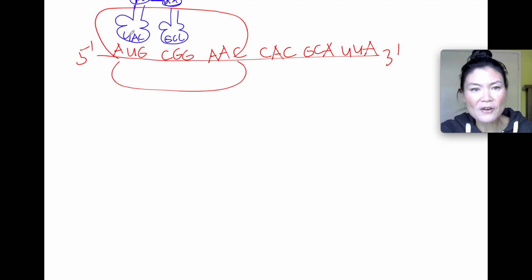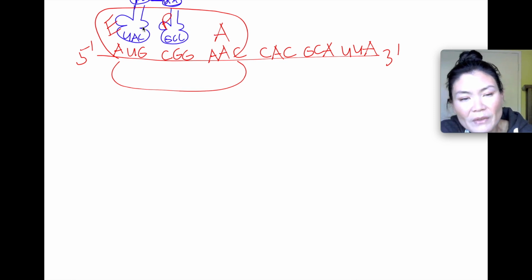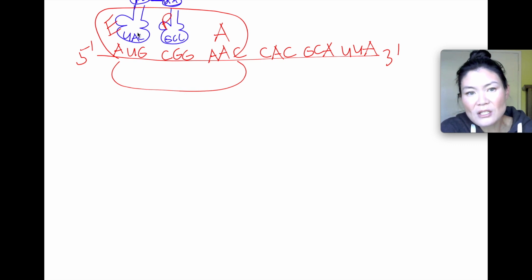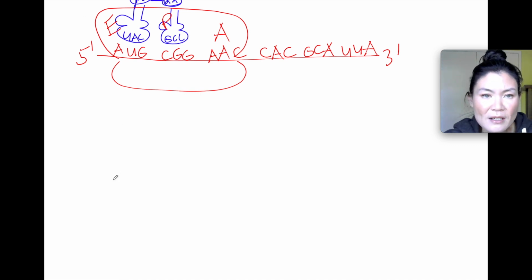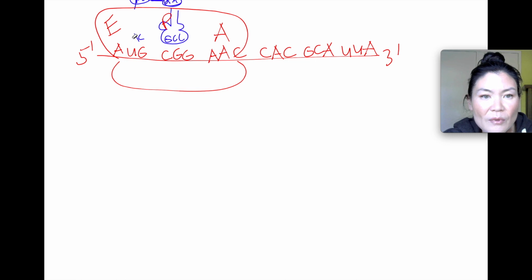The first tRNA is now in the E site. So this is the E site, this is the P site, this is the A site. The A site is empty, okay? Now that this tRNA is in the E site, it's going to exit. It's going to leave the ribosome, and it's going to leave behind methionine attached to the second amino acid. So I'm going to try to erase. There we go. Okay, so it left behind MET.